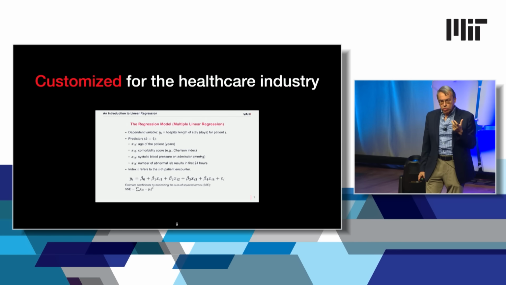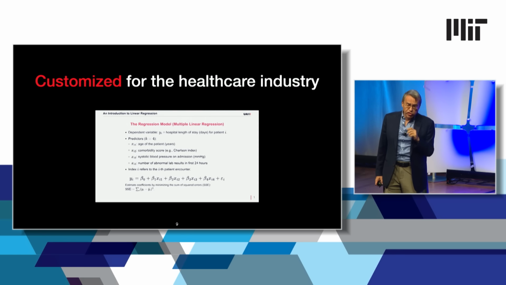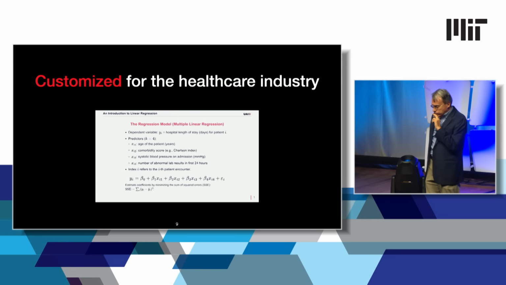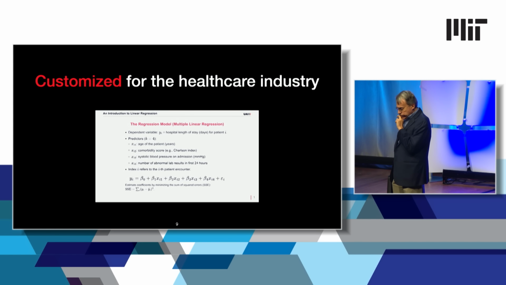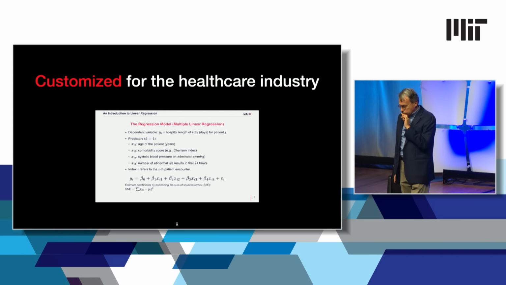So let me show you how GenAI can customize this content automatically for the healthcare industry. The previous was about auctions. Let me give you some of the details of the multiple linear regression model. We are given data of the dependent variable yi, the hospital length of stay in days for patient i, and independent variables x subscript i.